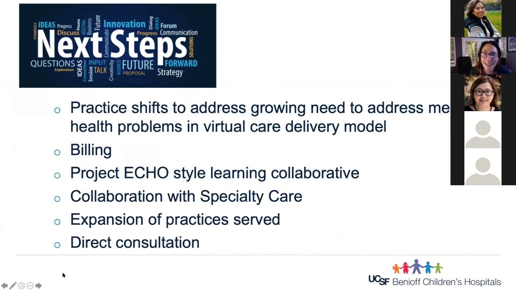In terms of next steps, we will be having a strategic planning meeting at the end of September and reviewing more qualitative feedback that we've received, as well as data and brainstorming about further innovations. We know that we want to look at practice shifts that have occurred already in the context of COVID, and looking at increasing virtual care delivery, as well as addressing some of the billing challenges more directly. We also want to look at launching a Project Echo style learning collaborative and looking at collaboration with specialty care.